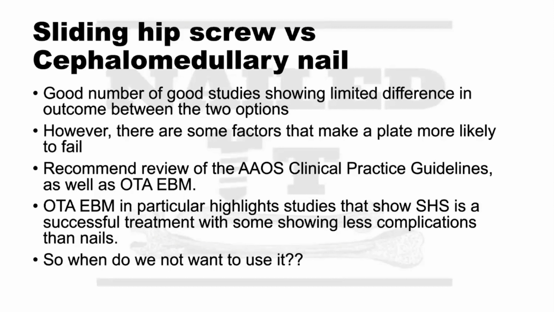The OTA EBM in particular highlights studies that show the sliding hip screw is still a successful treatment, with some even showing fewer complications than nails. But it's important to figure out when treating a fracture with a sliding hip screw may be more likely to fail. And that's really where this classification change came from. Also, we are still searching to find the exact place where one finishes, and I don't know that we're ever going to find it, but all of the researchers in the field who are working hard on this are trying to get us closer. So when do we not want to use it? That's the real big question.